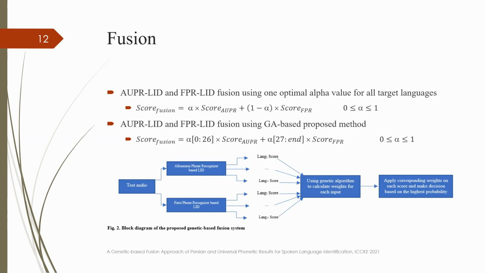The other fusion method which we propose is based on the genetic algorithm. It calculates 27 different alpha values for each of the target languages existing in our dataset. And again, the alpha values are between 0 and 1. Since we wanted to fuse two phonetic LID systems and each one has 27 languages, we should compute 54 different alpha values. The first 27 alphas are related to the AUPR system, and the last 27 values relate to the FPR system. After we calculate the optimal alpha values, each score from each classifier is multiplied by the corresponding alpha value, and the linear combination of these scores constructs our final fusion score vector for a test sample.